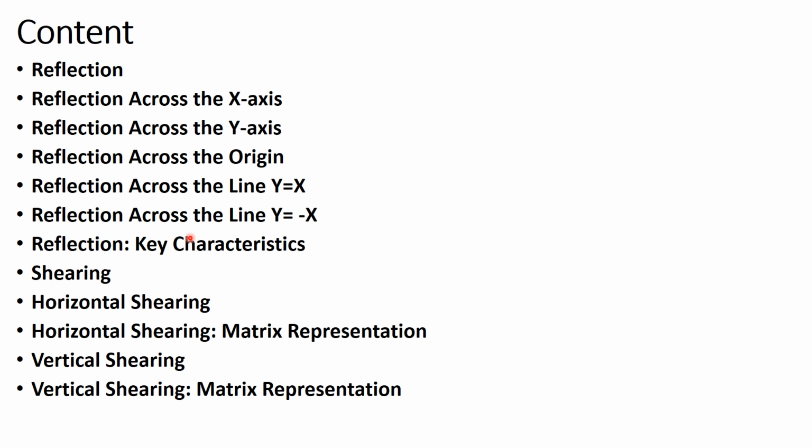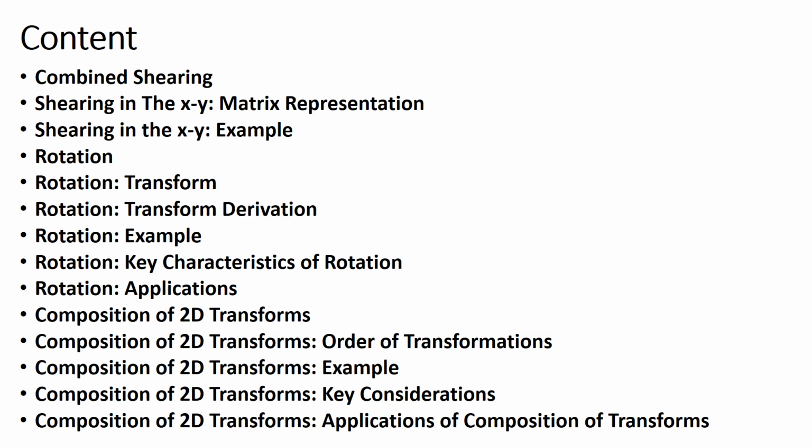y equals x, reflection across the line y equals minus x, reflection key characteristics, shearing, horizontal shearing, and its matrix representation, vertical shearing and its matrix representation, combined shearing, and that is shearing in the xy and its matrix representation. Finally, we study an example for shearing in the xy or combined shearing.